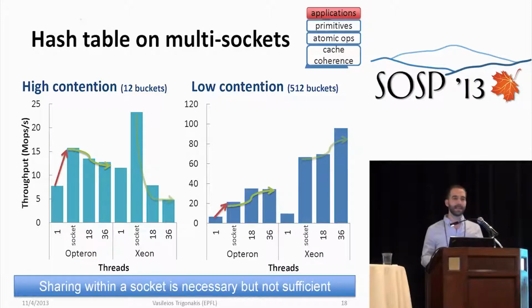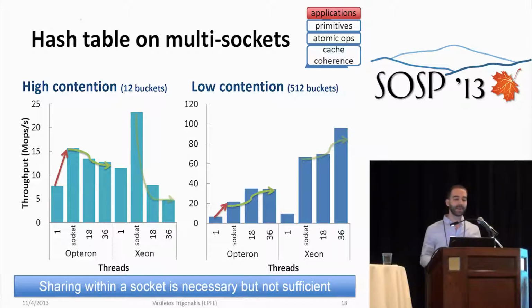On the hash table, the situation is pretty similar to the locks. And we notice that on high contention, again, we don't get a very steep decrease in performance on the Opteron when we cross sockets, while on low contention, we again get some sort of scalability. If we notice the behavior of the Opteron within a socket, we can again see that even for low contention, we get very limited scalability compared to what we get on the Xeon.